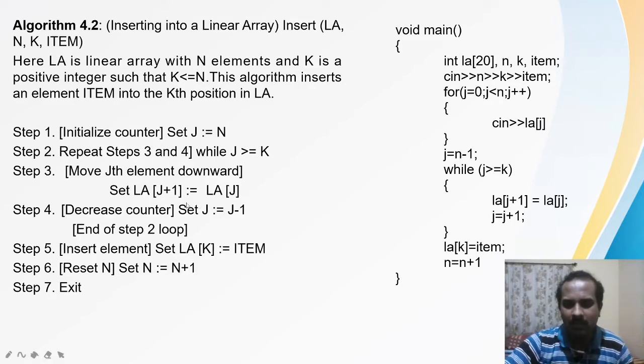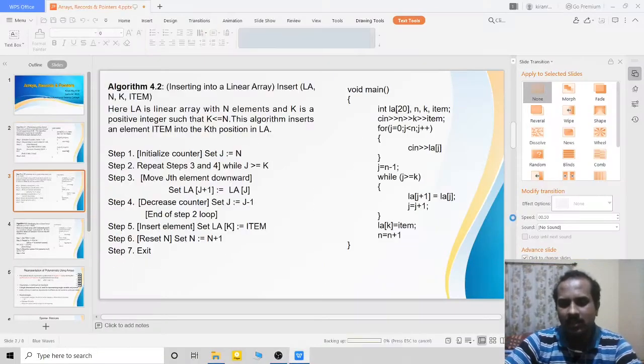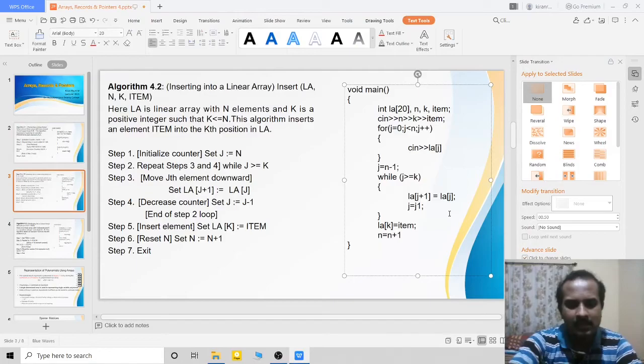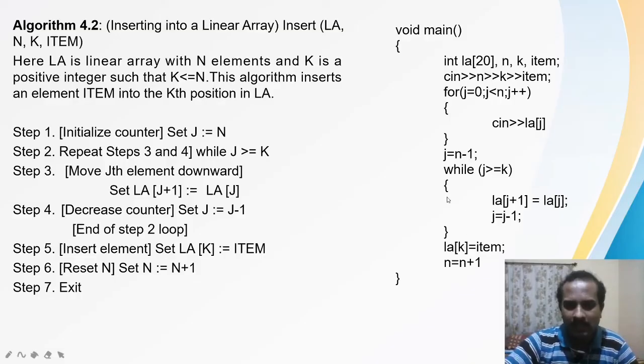So I will do that. LA of j plus 1 is equal to LA of j. After that I have to decrement j, so j is equal to j minus 1. That is the end of my loop. Afterwards I have to enter the element, so LA of k is equal to item. Afterwards I have to increment the number of elements, so n is equal to n plus 1, exit.